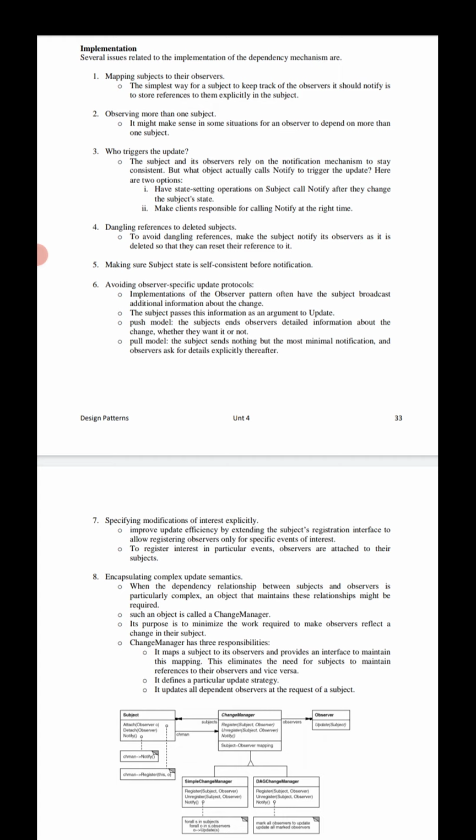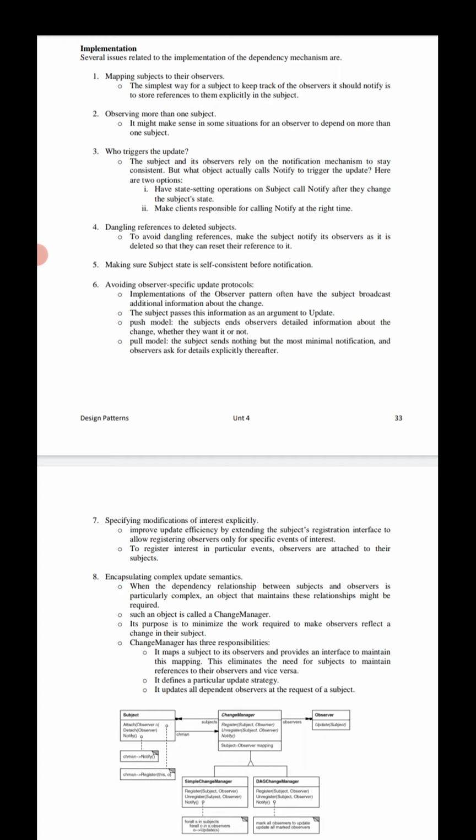In the push model, the subject sends observers detailed information about the particular change, whether they want it or not. At the other extreme, the model is called the pull model. In the pull model, the subject sends nothing but the most minimal notification, and the observer asks for the details explicitly thereafter.